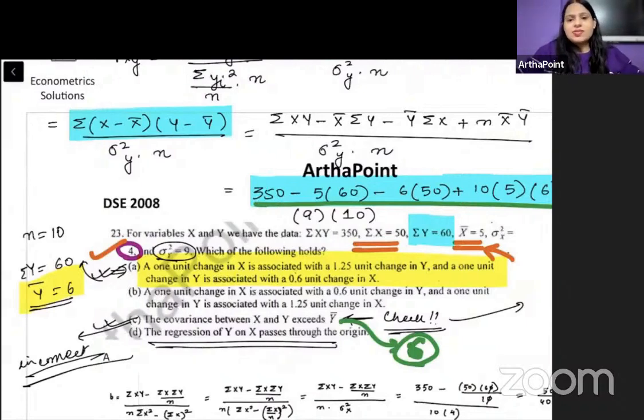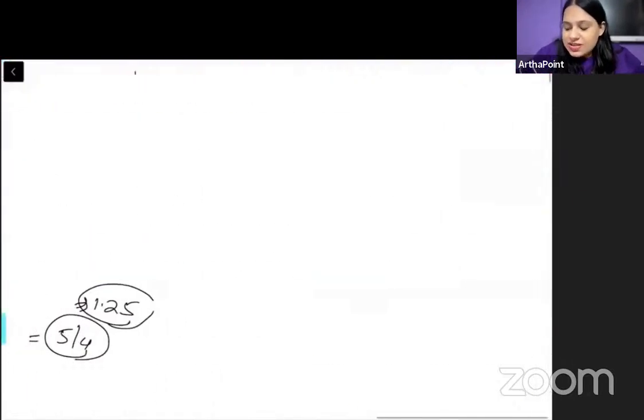And does it pass through the origin? How will we check this? How do we know if it passes through origin or not? How can we check if it passes through origin or not? Intercept 0. And how do I know if intercept is 0 or not? Find it out. So what is my intercept term?